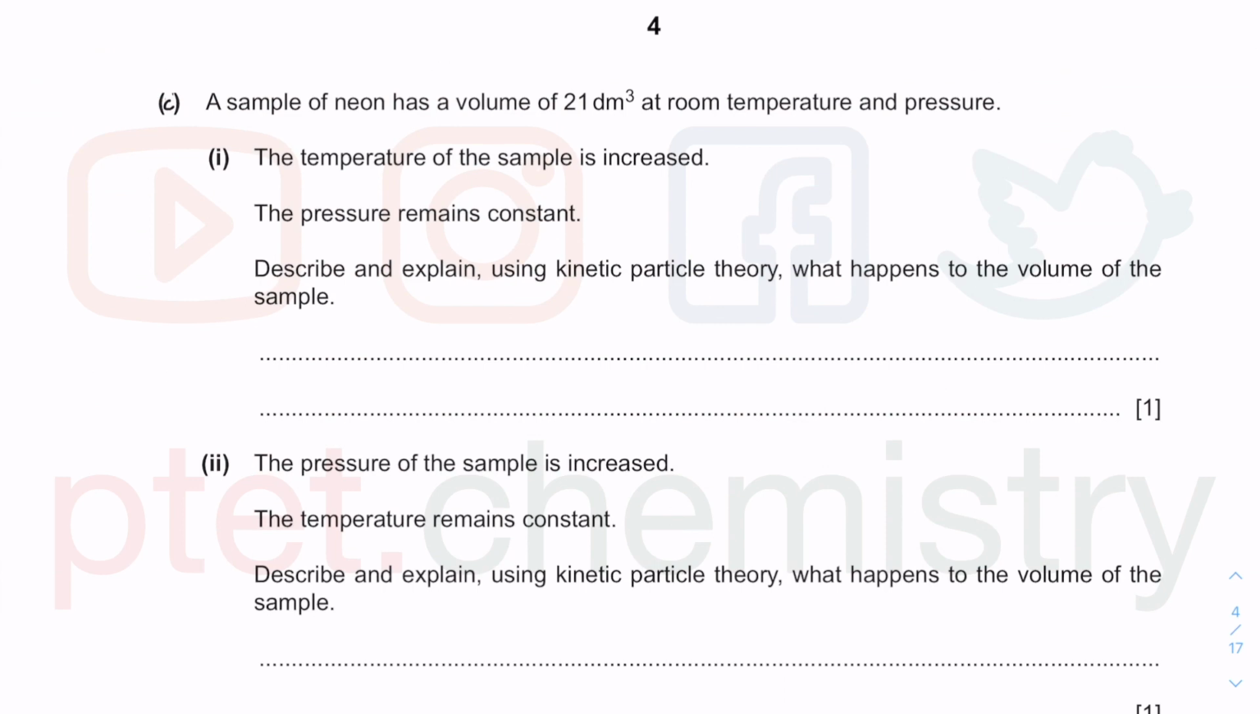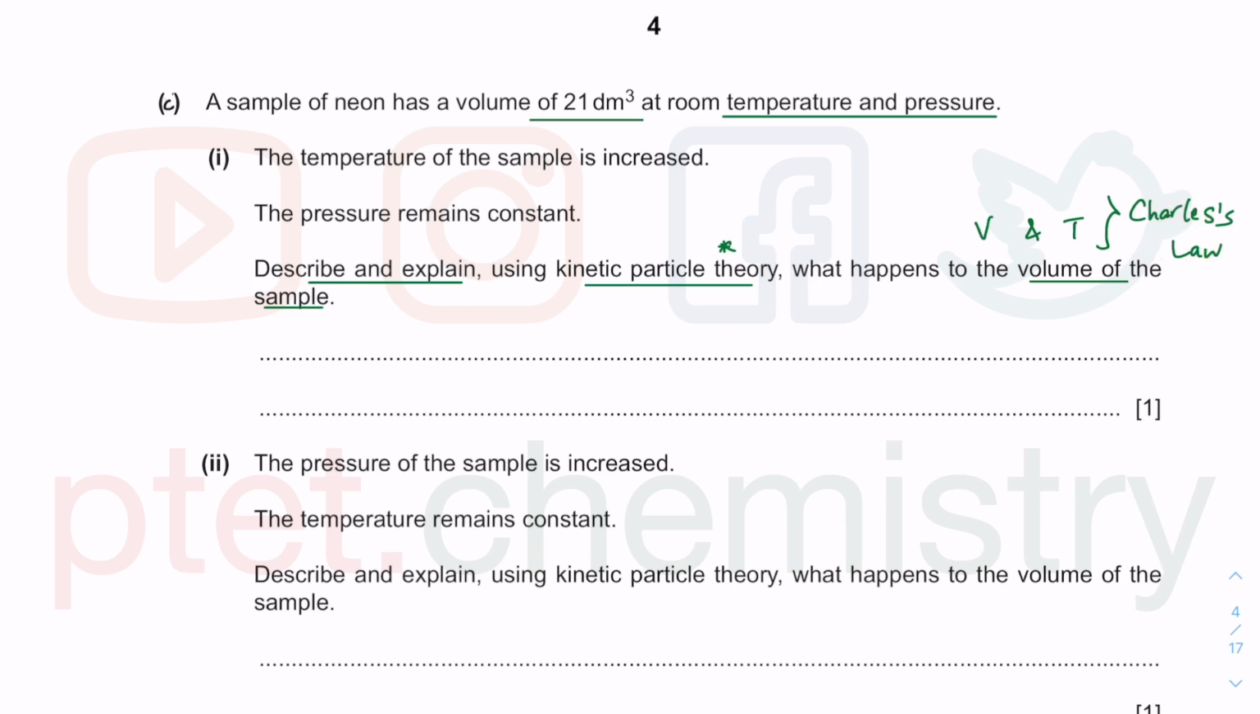So in the next part of this question, we have a sample of neon, which is a gas. It occupies a certain volume at room temperature and pressure. This is to be described and explained using kinetic particle theory. What happens to the volume of the sample? Previously in our lessons, I already talked a little bit about this. This is to do with volume and temperature. This is to do with something called Charles' law. But we cannot just say Charles' law here, because they say using kinetic particle theory.